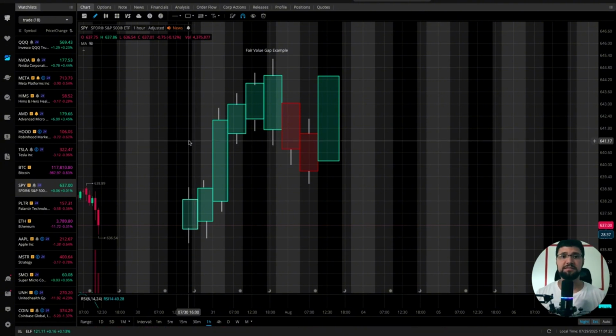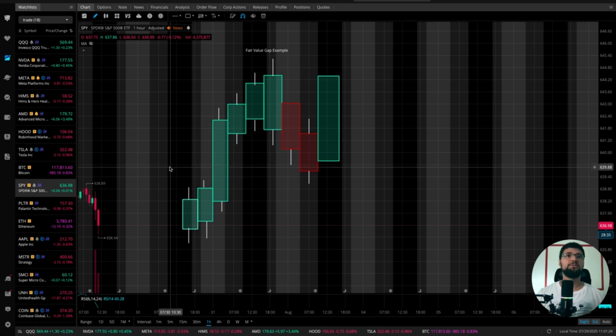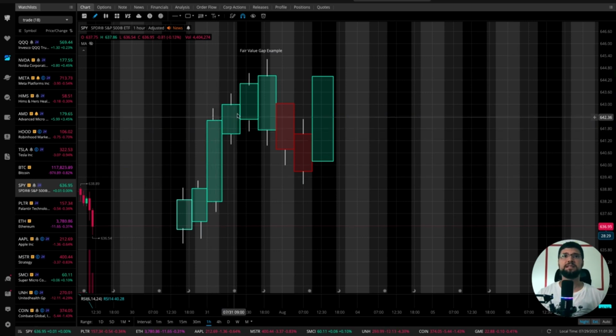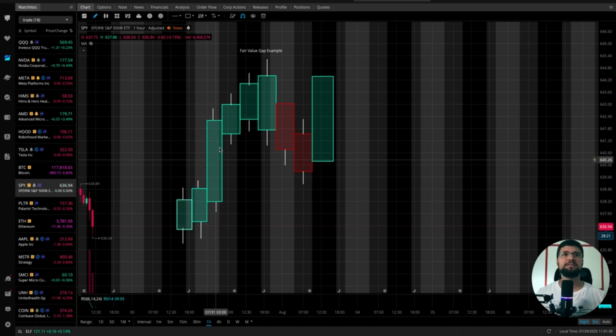So this is it. This is a fair value gap. When you're day trading or when you're trading, these are candles. Green ones mean there are buyers buying up stock. Red ones mean there are sellers. That's what the stock market is, buyers and sellers, right? So this is going up here, buyers, buyers, buyers.